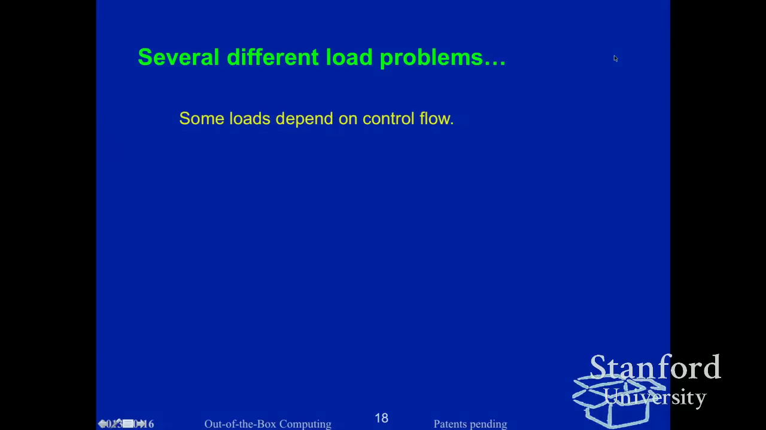Different category of load problems. Some loads depend on control flow. Take this case. I'm assuming C familiarity for everyone. This means look at A, and if it's true, you don't look at B. If it's false, then you go look at B. If B is something that might fault or throw an exception because it's a wild address, but A is good, then you better not look at B until you've gotten A, because the exception is in fact not correct, and you should not be issuing the corresponding load.